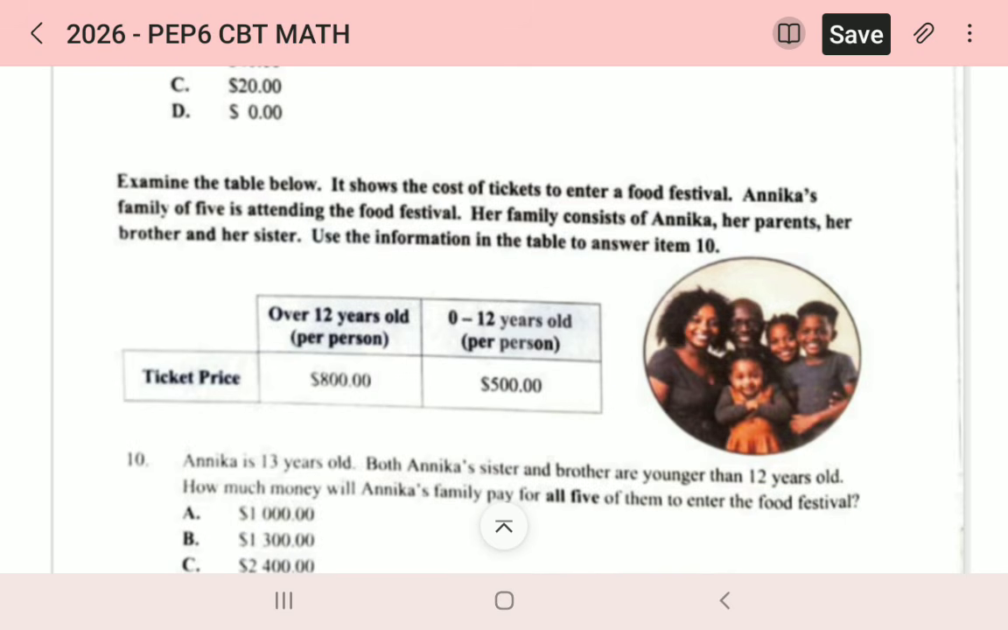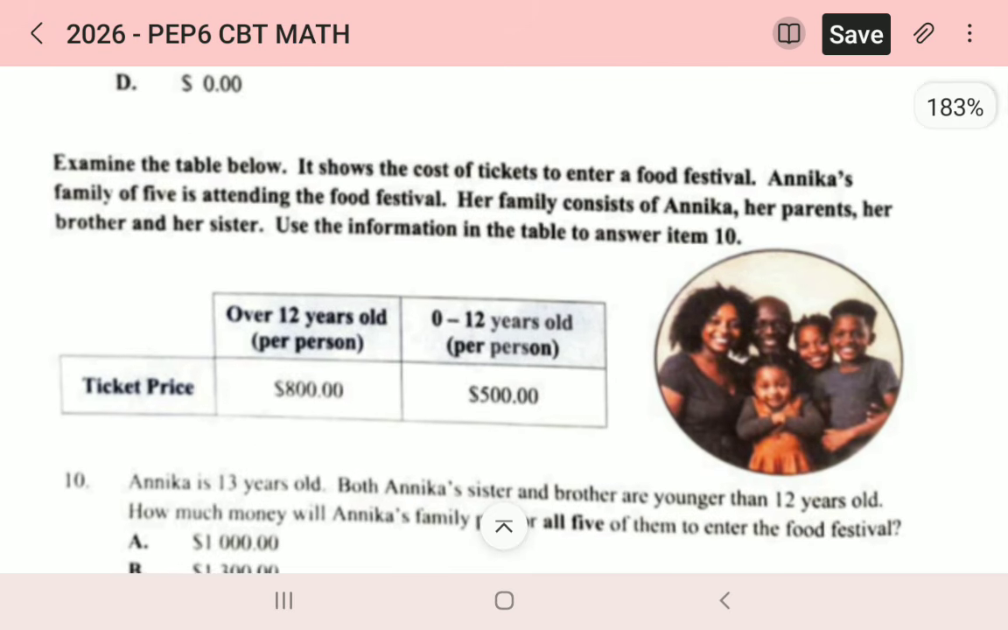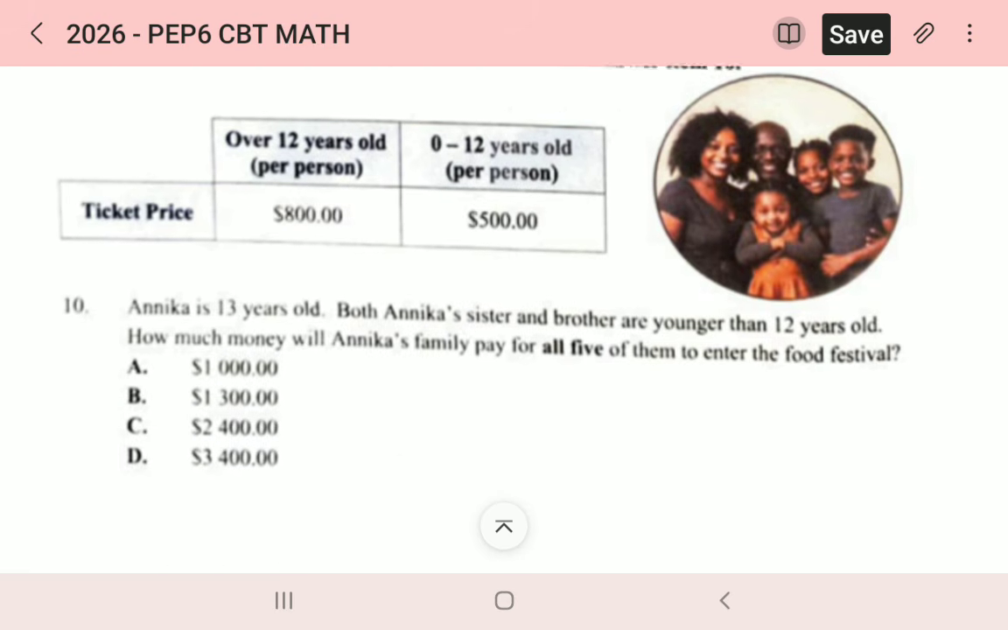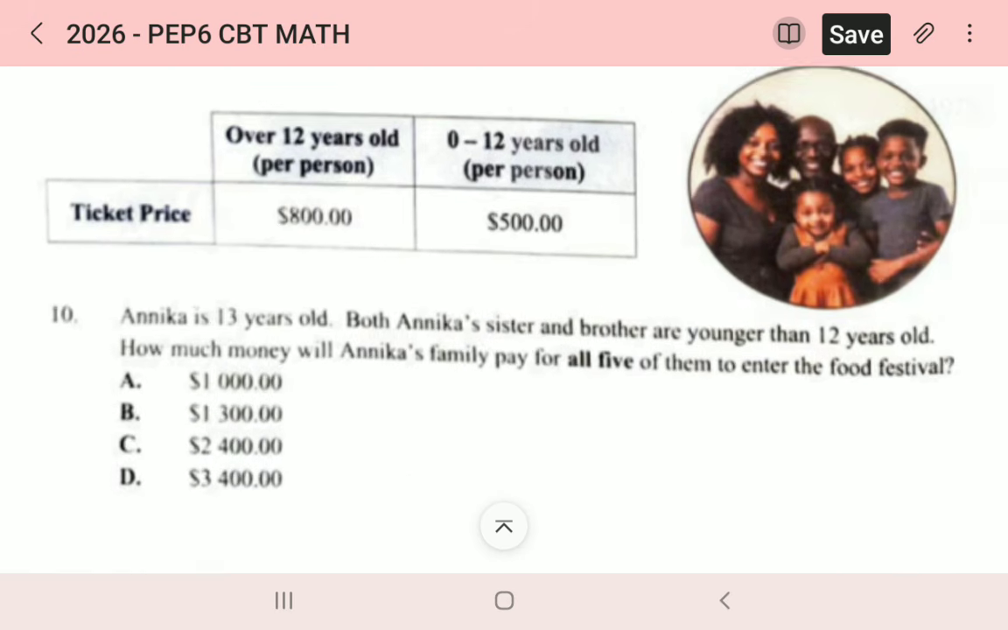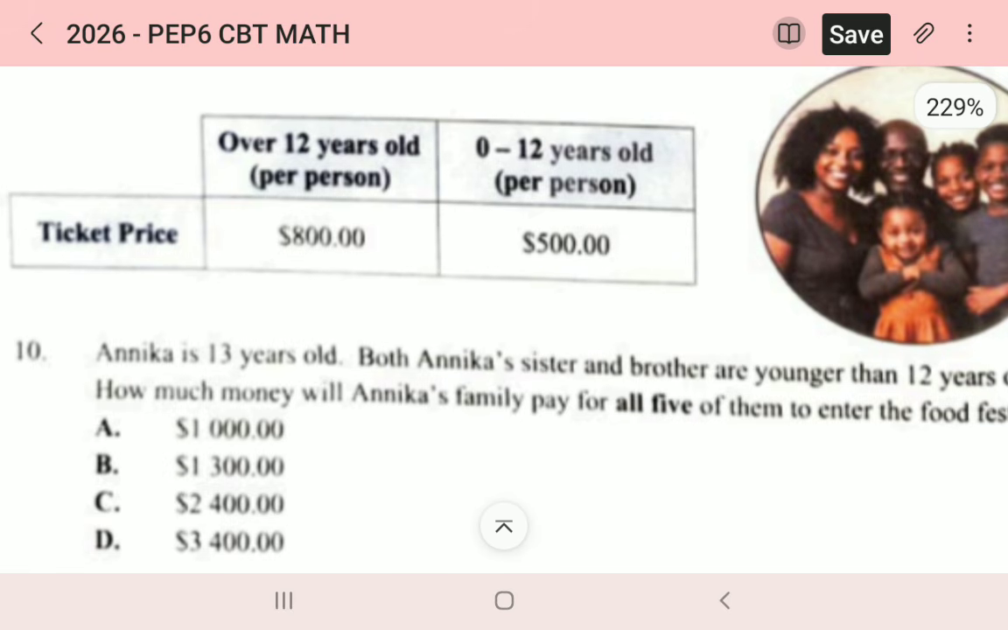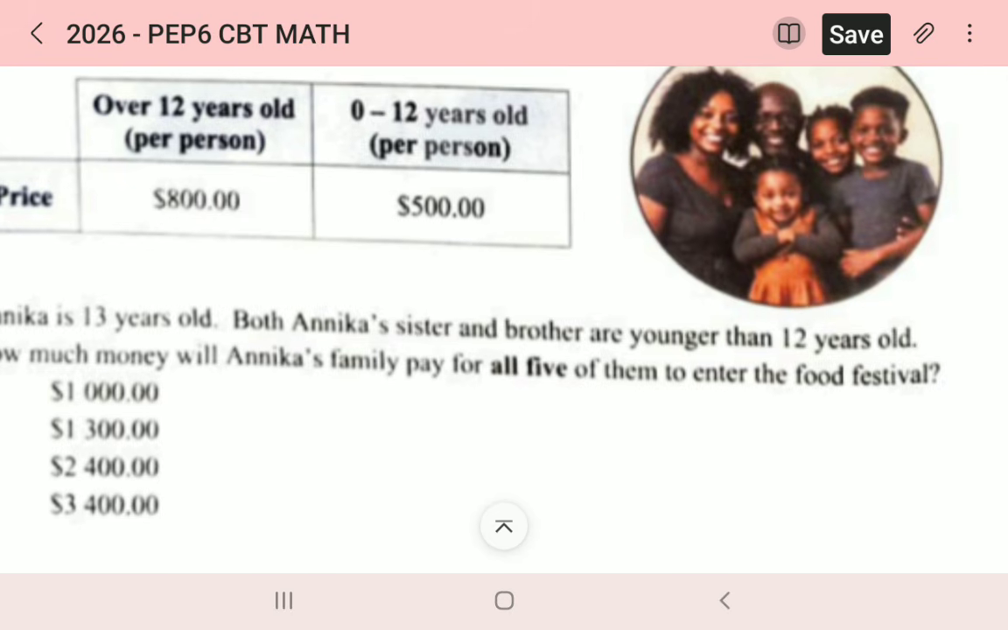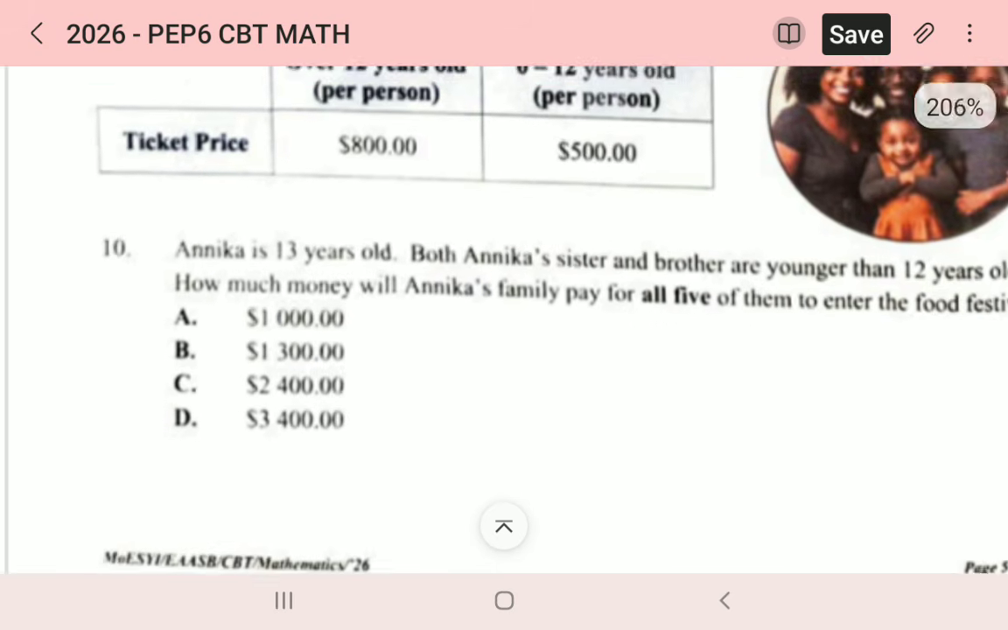Examine the table below. It shows the cost of tickets to enter a food festival. Anika's family of 5 is attending the food festival. Her family consists of Anika, her parents, her brother, and her sister. Use the information to answer item 10. So you're seeing here on the table that if you're over 12, you're going to pay $800. So right away we know the parents would be $800 each. Under 12, or 0 to 12, $500. Let's read number 10.